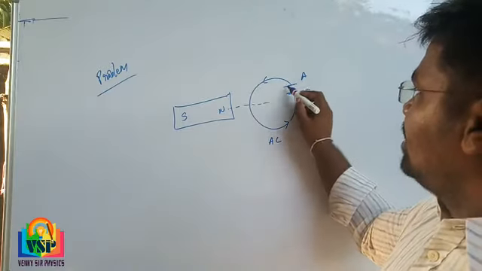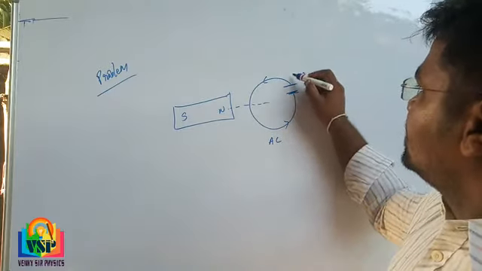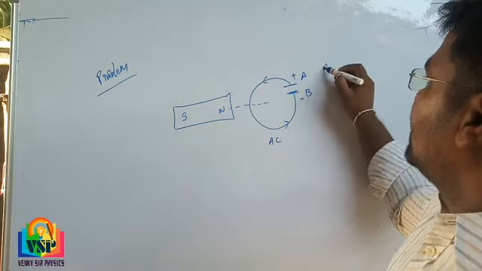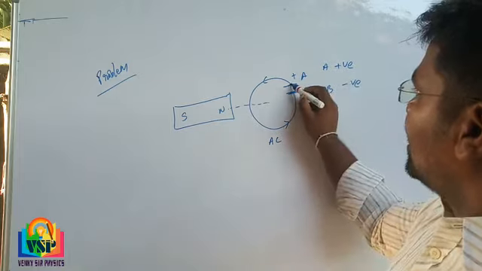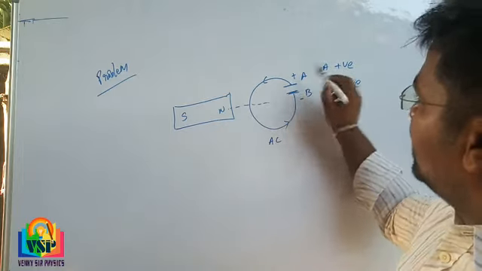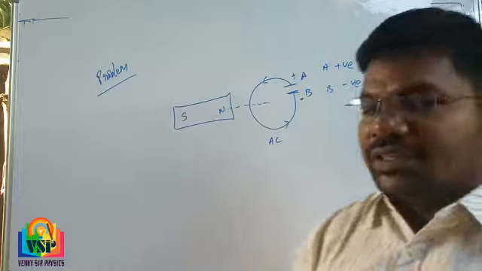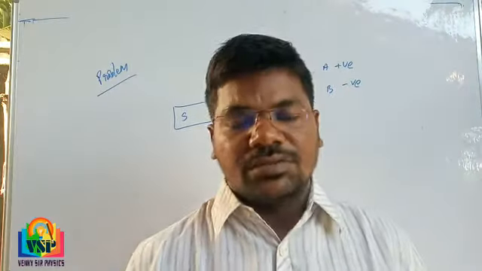The current direction is anti-clockwise, meaning the current passes from A to B, means A positive, B negative. Understand? So current passing from A to B means A positive and B negative.